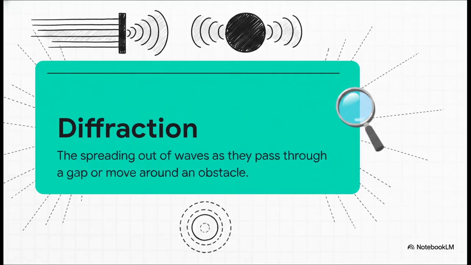So this definition right here, this is your absolute bread and butter. Diffraction is the spreading out of waves as they pass through a gap or move around an obstacle. I really want you to mentally highlight this exact phrasing. Seriously, lock it in, because this is precisely the wording examiners are hunting for when they ask you to define the term. It's all about that spatial spreading.